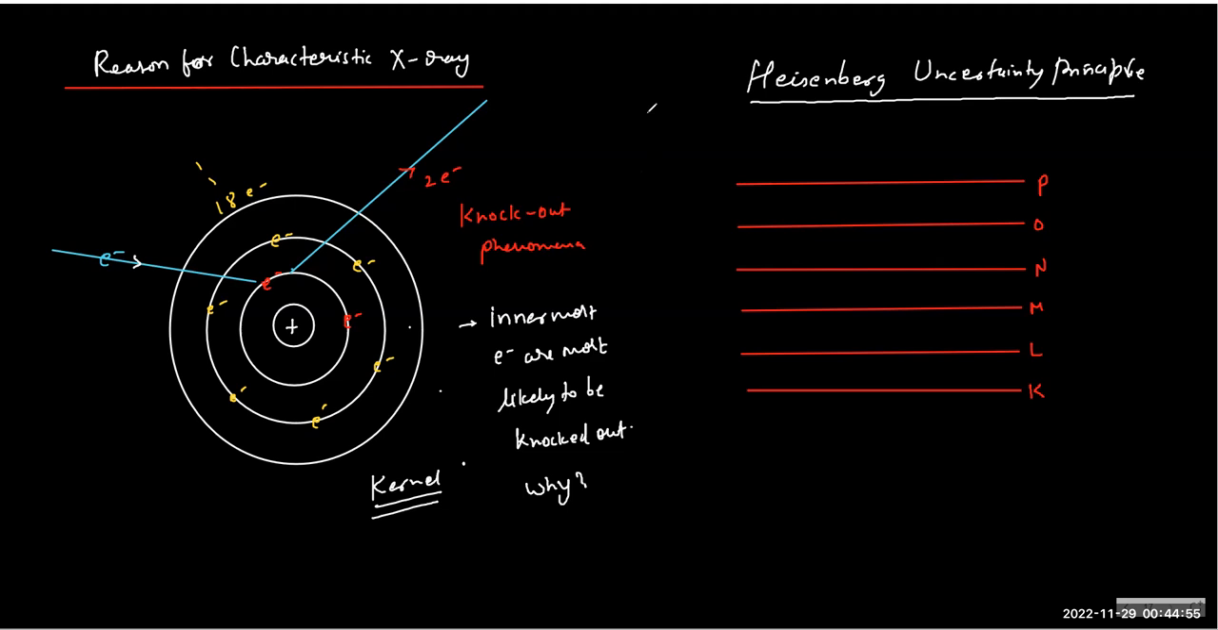The Heisenberg uncertainty principle. Do you know this principle? The innermost is the most confined electron. Do you realize this? As you go away, though the number of electrons is increasing, the space is increasing much more drastically. So overall, the probability of finding an electron will reduce. So the most probable event is which one? The innermost, because they are the most confined, so the chance that they will be hit is much more.